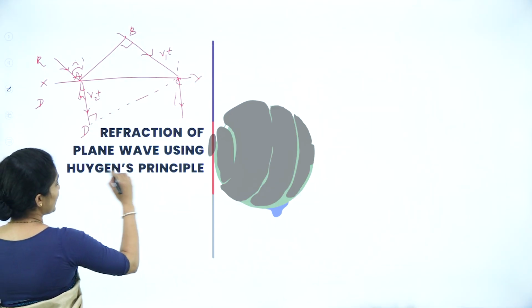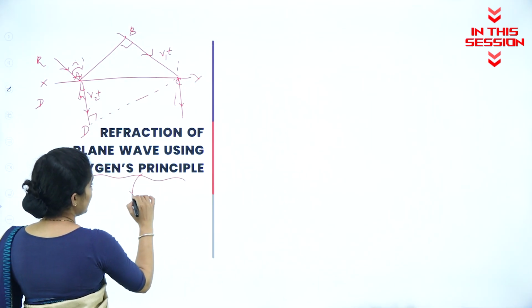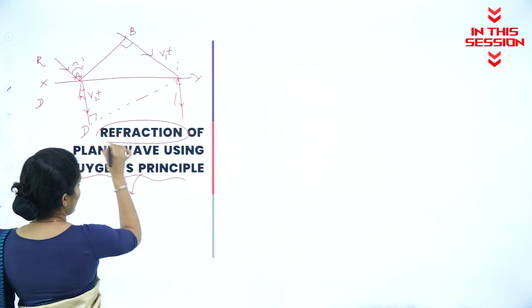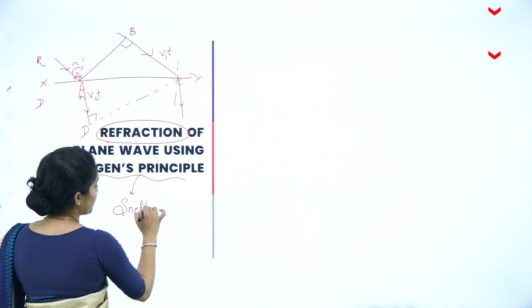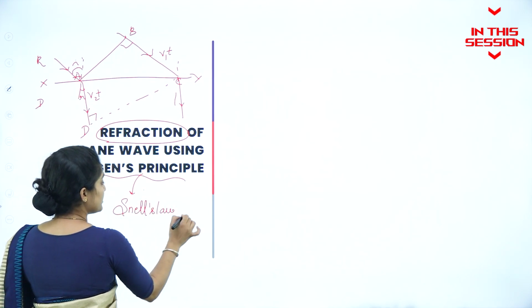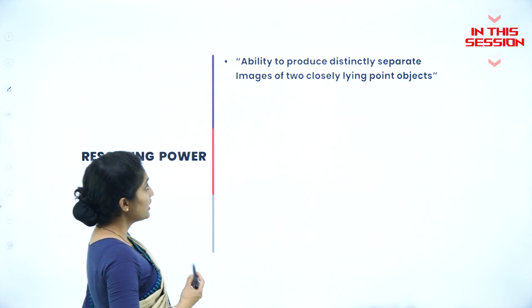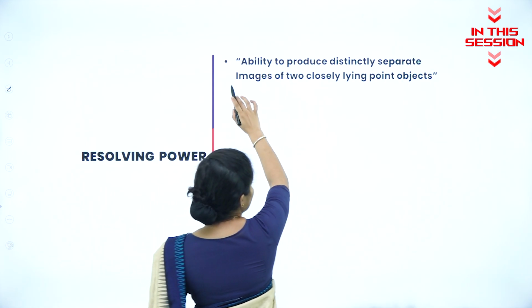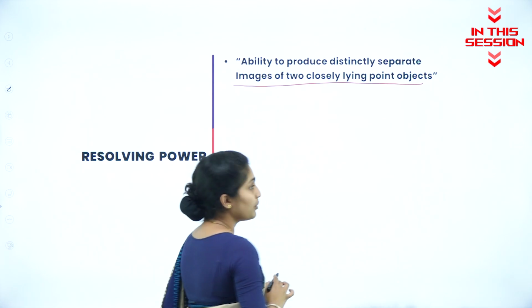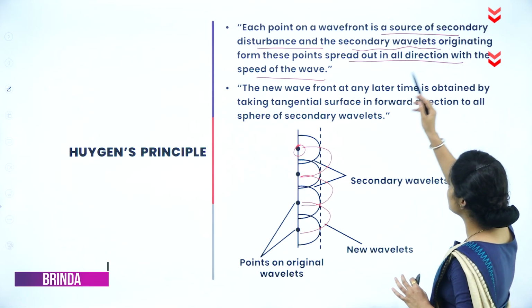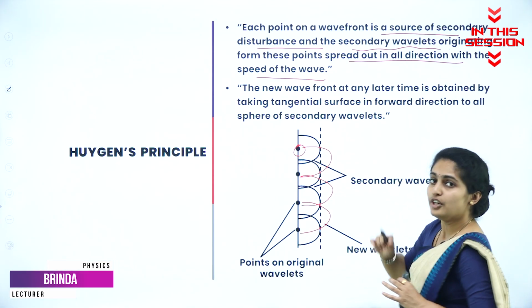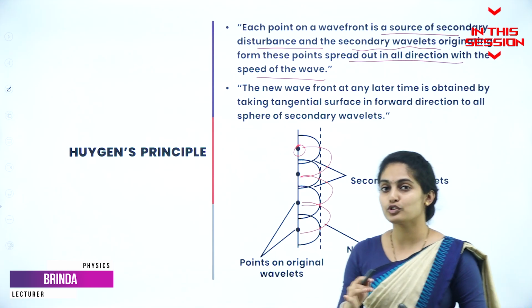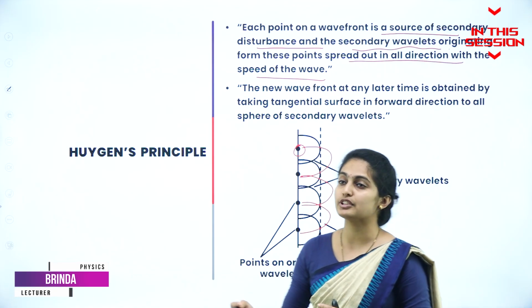From refraction of plane wave using Huygens principle, we will arrive at refraction laws, and that refraction law turns out to be Snell's law. Resolving power means the ability to produce distinctly separate images of two closely lying point objects. Each secondary disturbance which originates from these points will spread out in different directions, because of which your wave spreads. That is the principle of Huygens.